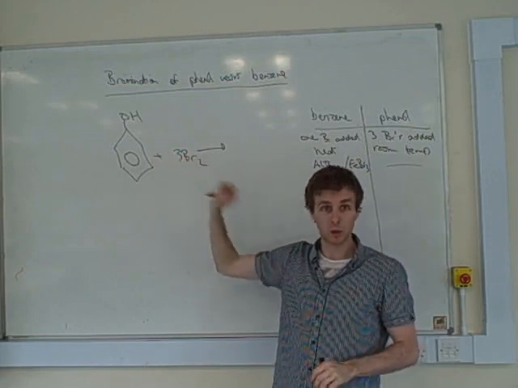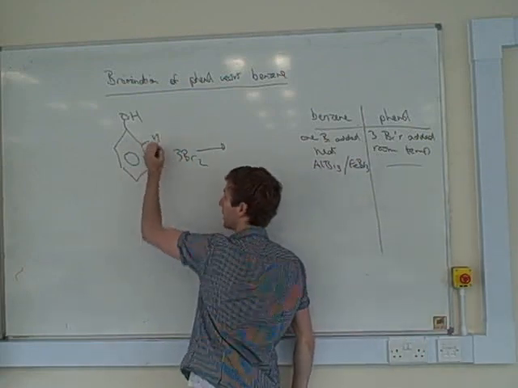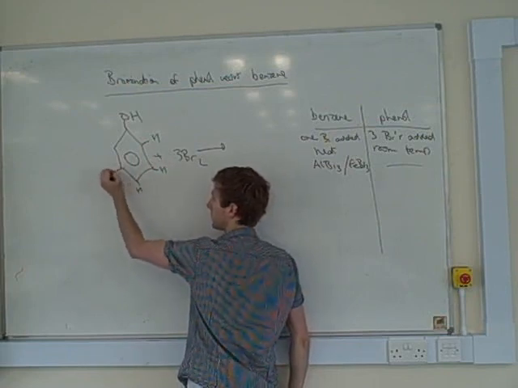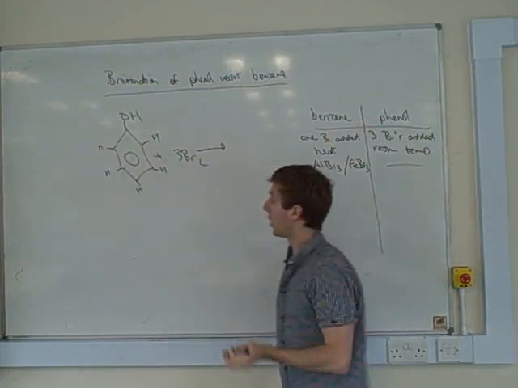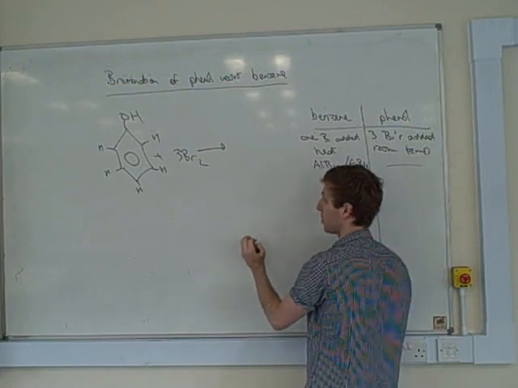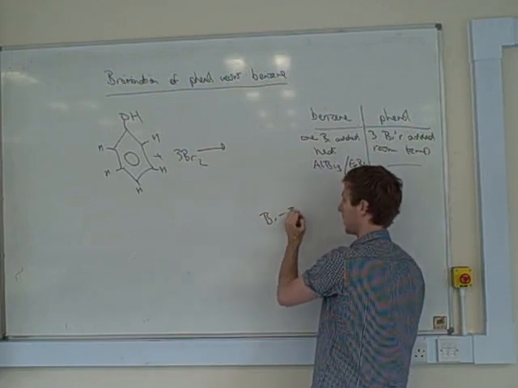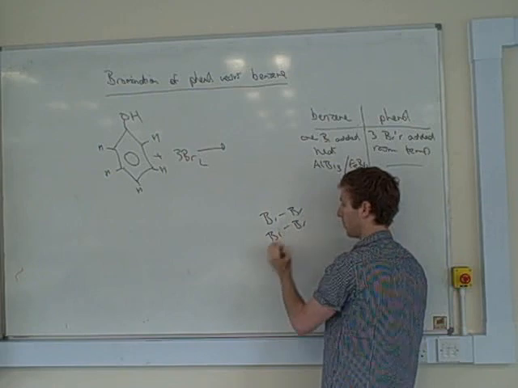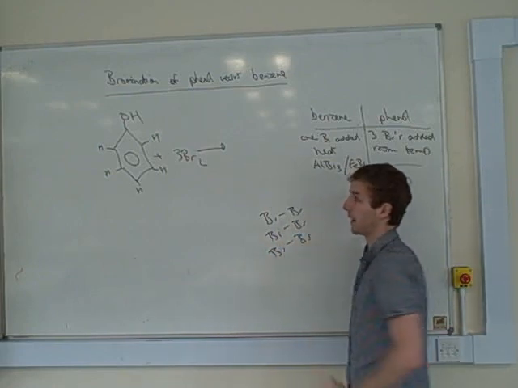I'm just adding them on to show you what's happening. So I've got my hydrogens here, and I've got my 3 Brs. Let's just draw them out like this. So Br to Br, Br to Br, and Br to Br.